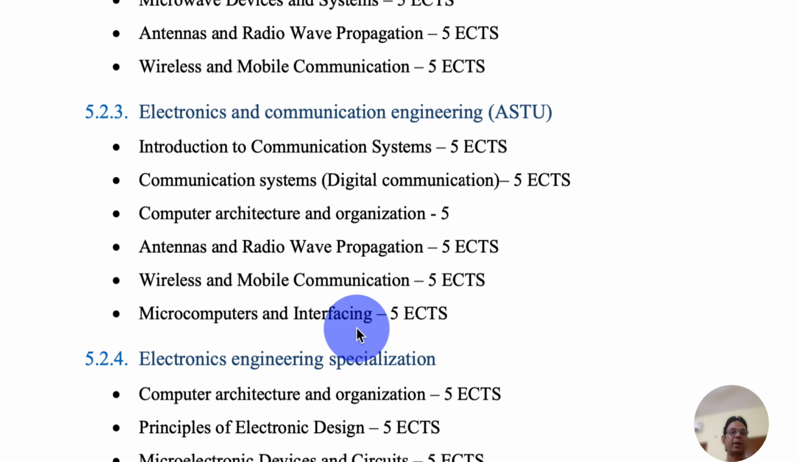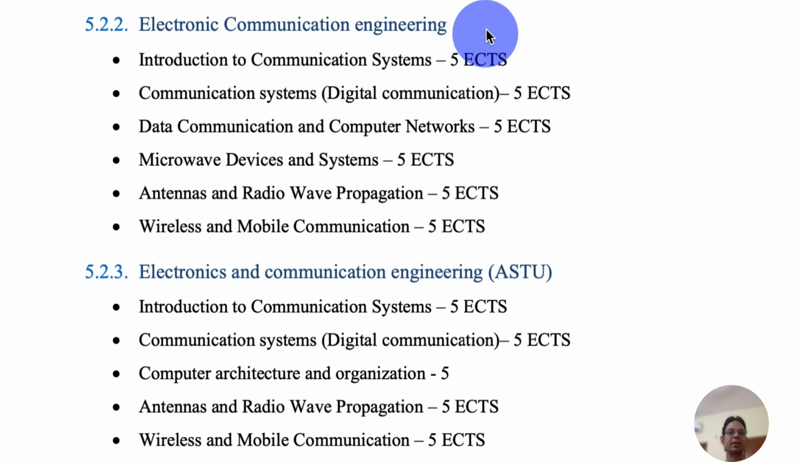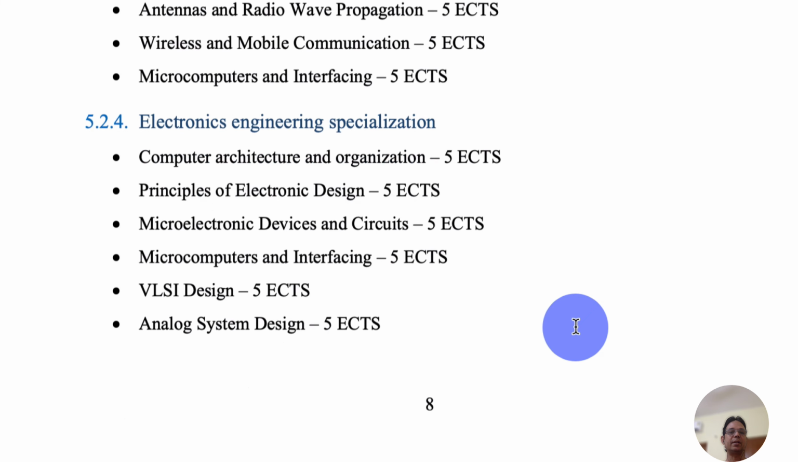Microcomputer interfacing is coming, and antenna and radio wave propagation is the same. So one subject is added here in electronics and communication if we compare it with electronics and communication engineering. If a student has the electronics engineering specialization, then the student has to prepare for questions on computer architecture and organization, principles of electronics engineering in electronics design, microelectronic devices and circuits, microcomputer interfacing, VLSI design, and analog system design.